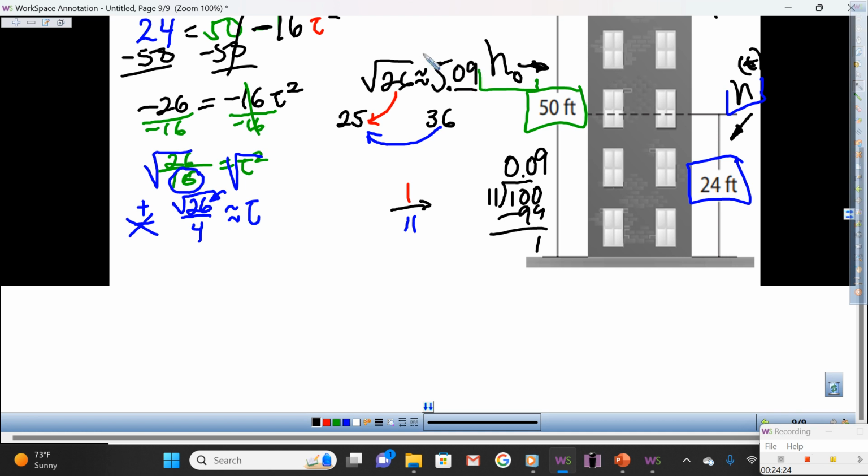So now that we know what square root of 26 is, I'm going to substitute that in here. 5.09 divided by 4 is approximately how much time? So you do the division. I'll give you guys some time. 5.09 divided by 4. How many seconds is that? Don't say it out loud. Do the computation, please. If you have calculators, that's fine, I guess.